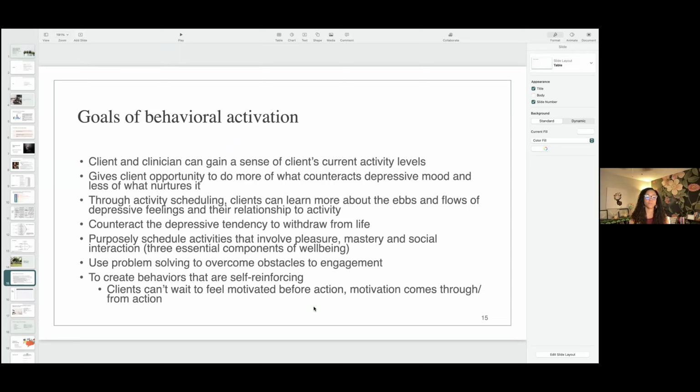And so the goals of behavioral activation are to get a sense of the client's current activity levels. Also, you want to encourage clients to re-engage in life, even if they don't enjoy the same activities that they used to enjoy. You still want to encourage them to give it a try. You want them to do more of what counteracts depression.